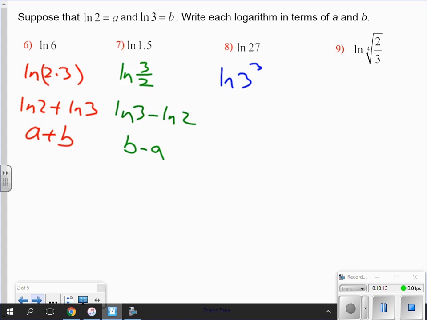So this is not the natural log of 3 parentheses cubed. It's not. You've got to realize that's what we're talking about. This is not B cubed. Okay? But what can I do? Bring the power down out in front. 3 natural log of 3. So that's 3B.